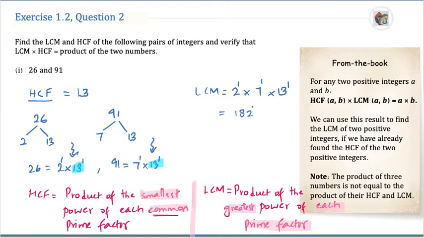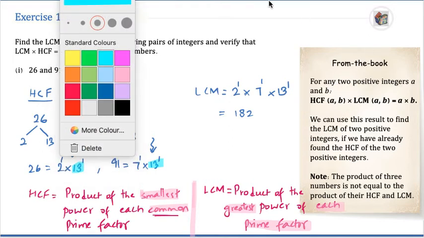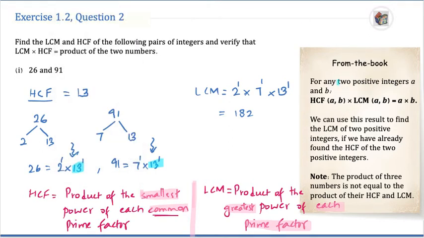Now remember what we had to do. We had to verify a result which is stated in the book as this. It says that for any two positive integers a and b, the HCF times LCM will be equal to a times b. So product of HCF and LCM is equal to product of the numbers. That's what we had to verify.